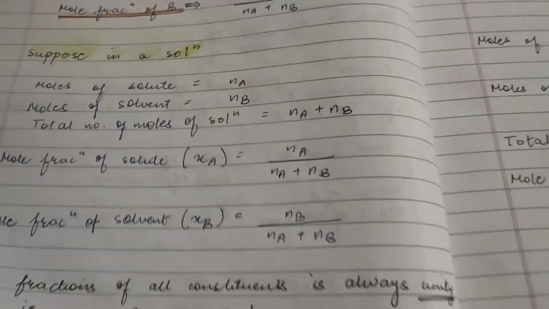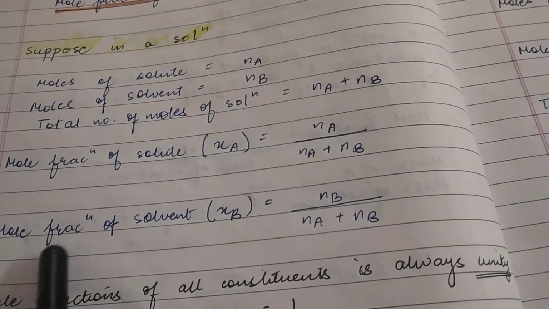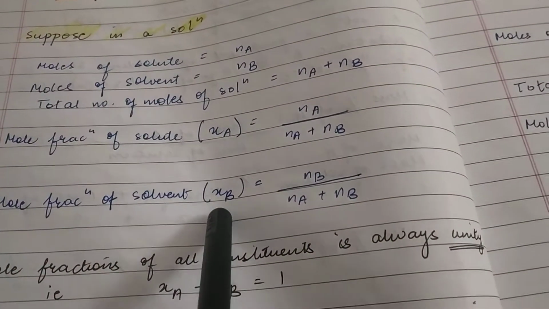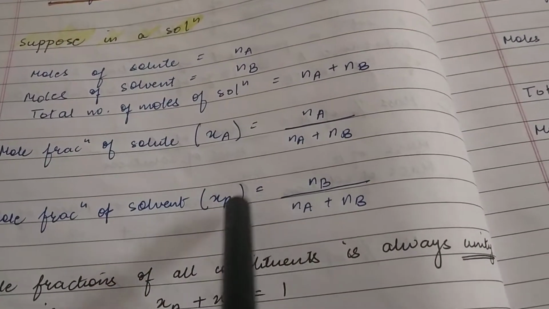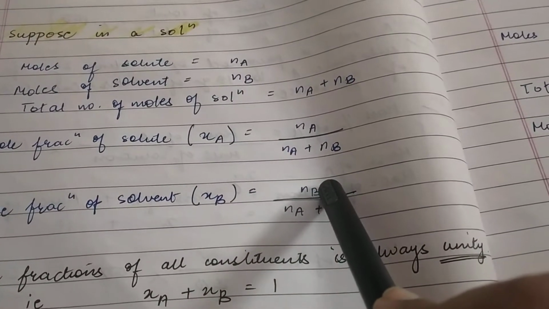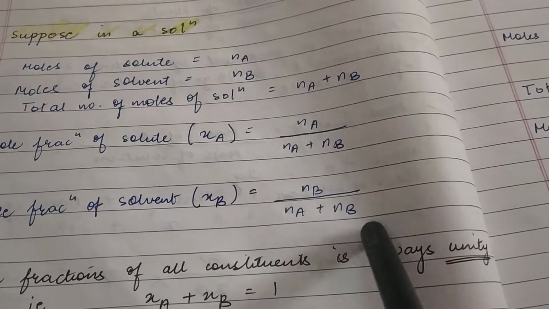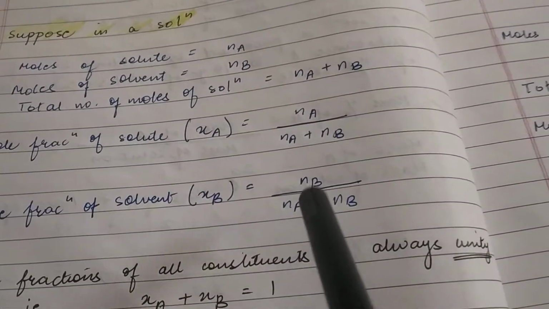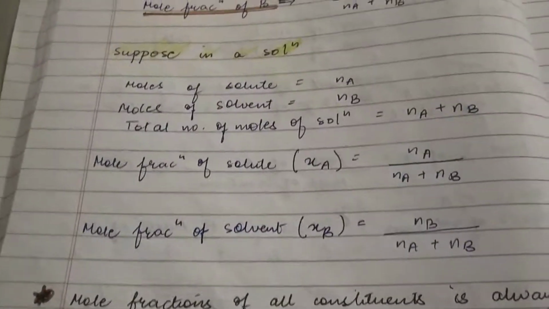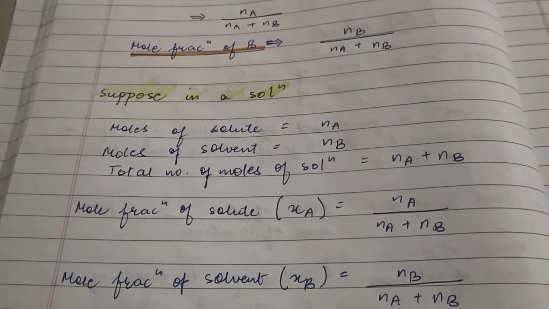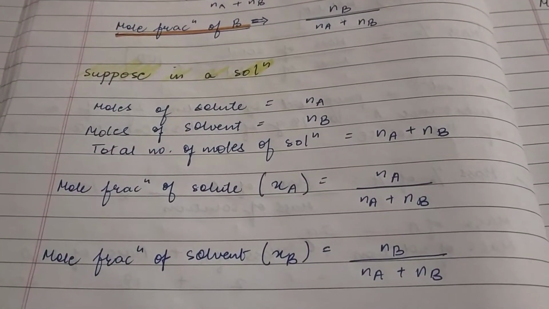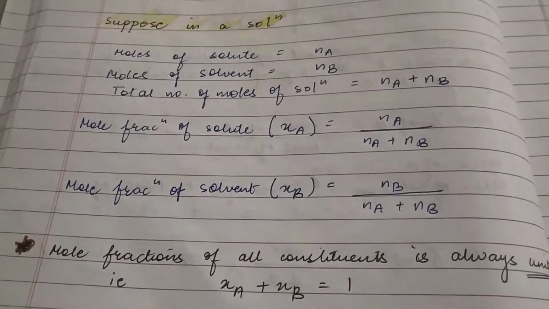Right? Likewise, when we need to find out the mole fraction of the solvent, we represent it as Xb. Then we take the ratio of the number of moles of B, that is Nb, upon the total number of moles of the solution, that is Na plus Nb. So it is very simple to calculate. All you need to know is to find out the number of moles of the different components of the solution, and then step by step we can get to the calculation.